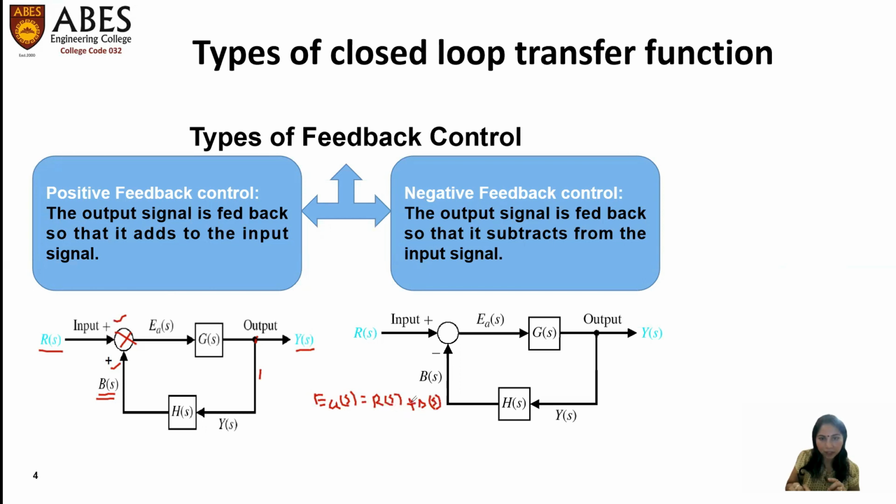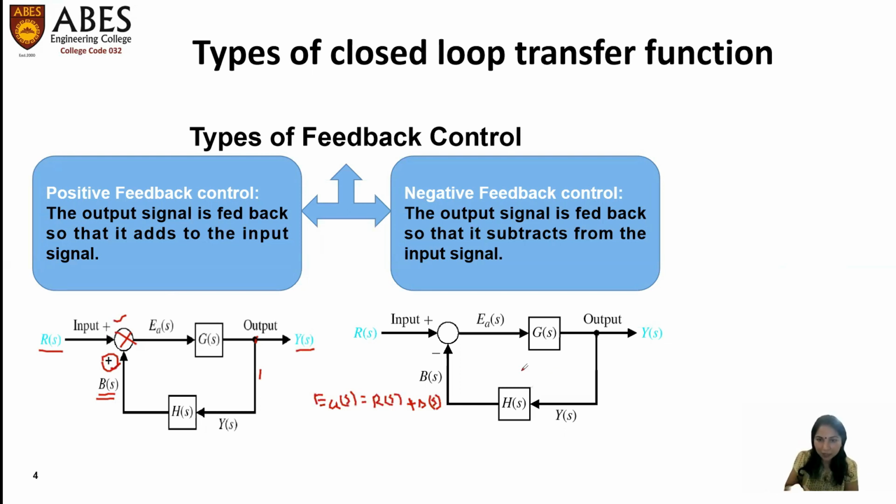R(s) plus B(s), right? Suppose we are feeding the output as feedback to this summation point with a positive sign. So this type of closed loop system will become a positive feedback closed loop system, right? Now come to the second diagram. This is the block diagram of the negative feedback closed loop system. Standard representation of the negative feedback closed loop system.